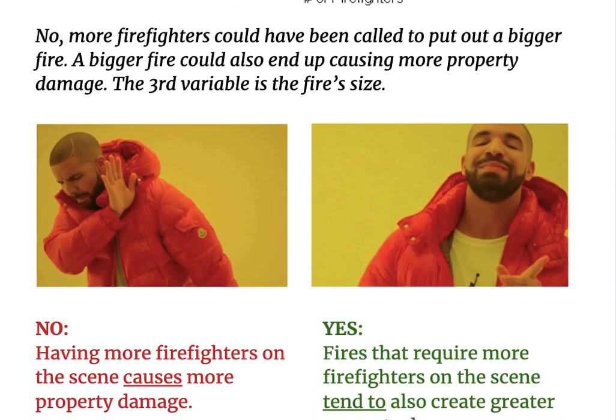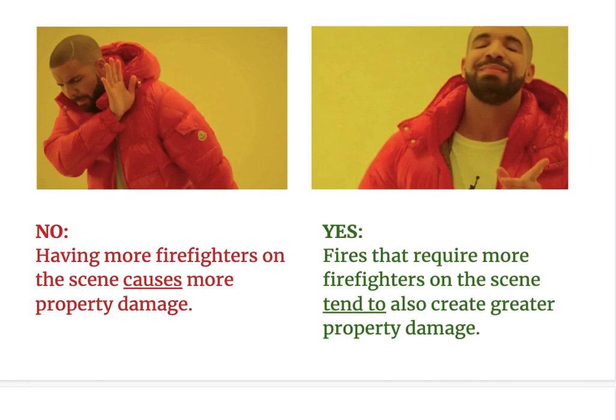So I made you a little meme. For that scatter plot, you're not reading it and interpreting and saying, having more firefighters on the scene causes more property damage. That's not correct. What you should be saying is, fires that require more firefighters on the scene tend to also create greater property damage. So the key word there is tends to. You're not saying it always does, but you're saying it also tends to have this other result.